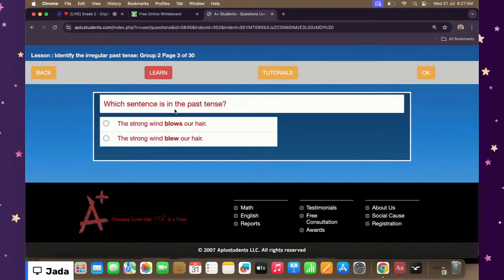Which sentence is in the past? The strong wind blows our hair. The strong wind blew our hair. So which of these is in the past? It will be blew, because blew is the irregular past of blow. Okay?